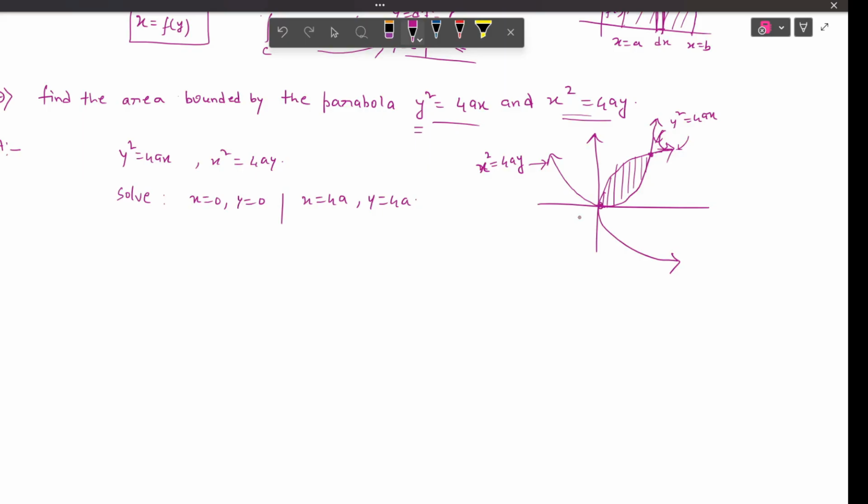So this is your, let us say, origin. This is your 0 0, because the curves are intersecting here, and this point is 4a comma 4a, because the curves are intersecting here. So let us draw a perpendicular here. This is 4a, this is 4a. So this point is 4a comma 0.